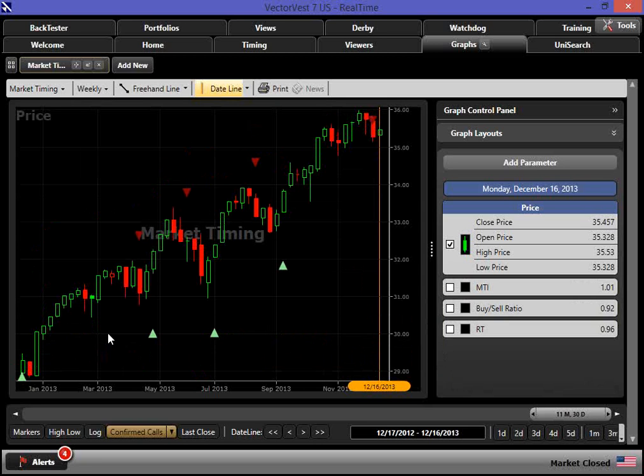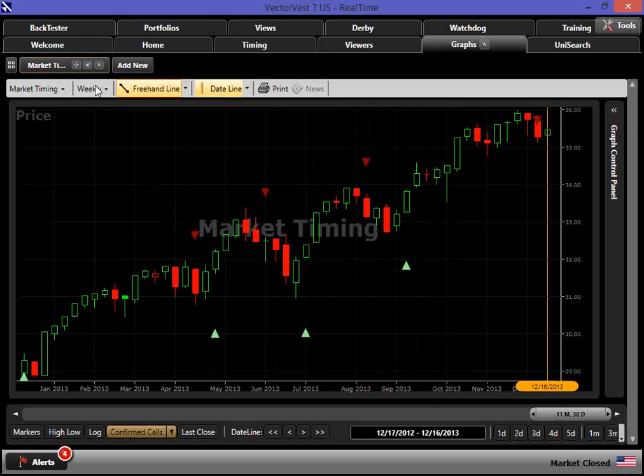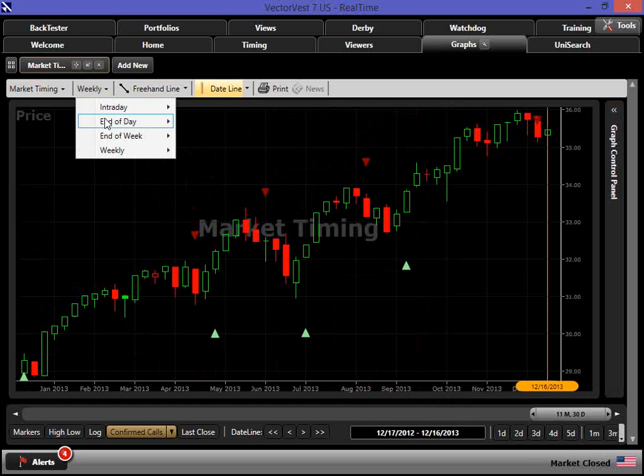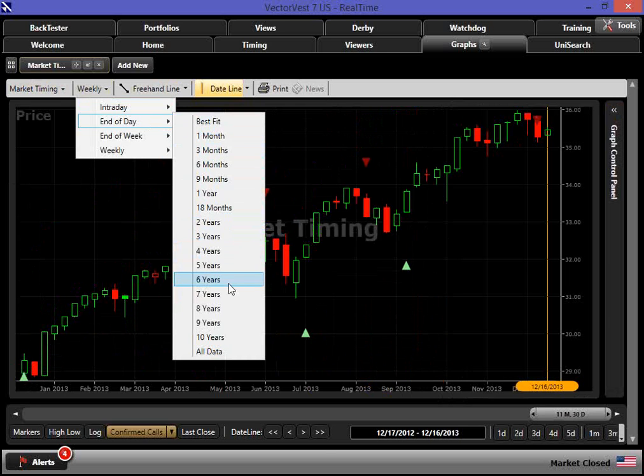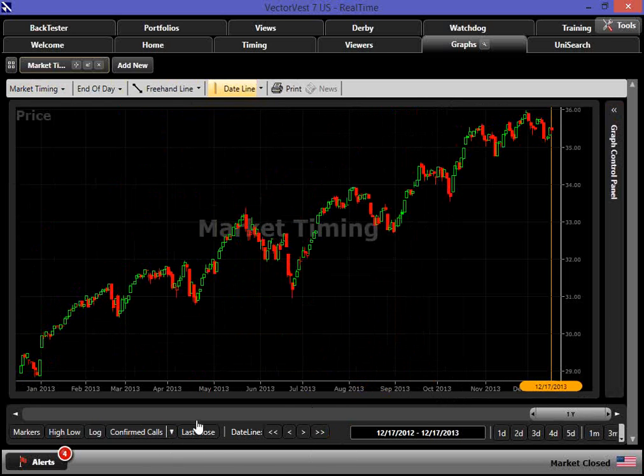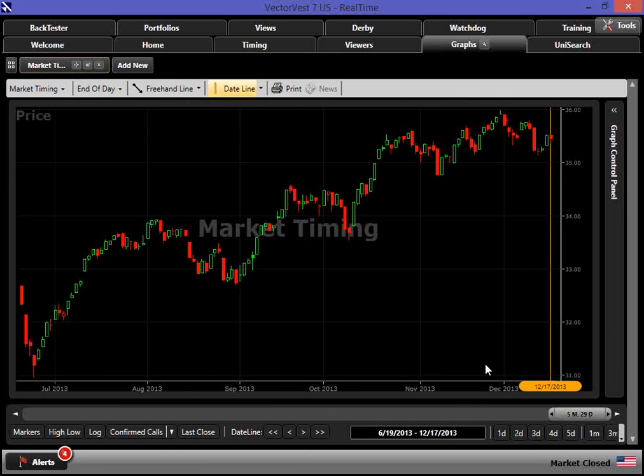The 2-week rule then at the other end of the spectrum, with the confirmed call being our slowest or most conservative timing signal. So let's fill in the gaps, if you will, and let me change my graph here a little bit. We're going to change, from weekly to an end-of-day graph back to 1 year. Let's take off the confirmed calls, and let's just zoom in on this most recent market period here.